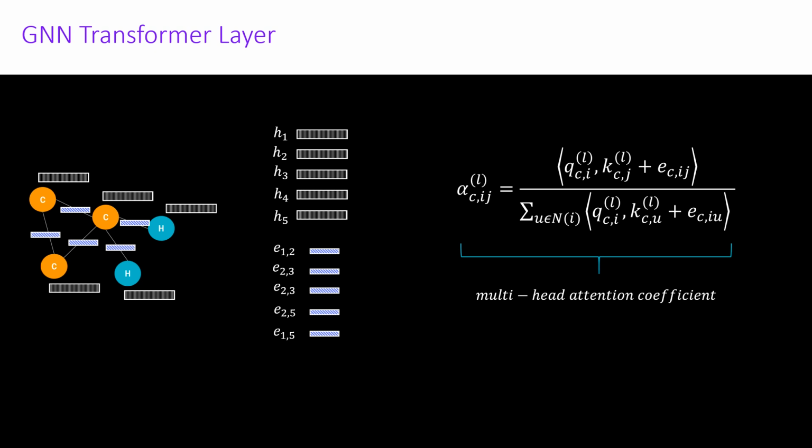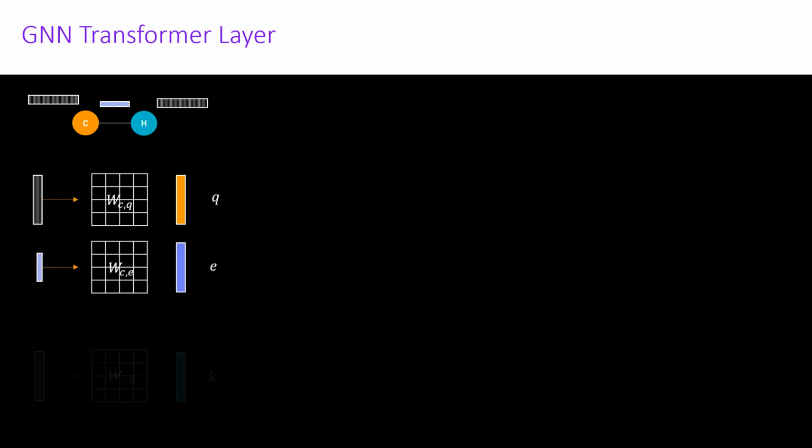So let's have a closer look at how these values are calculated. If we pick out one connection from the graph, we can easily see where Q, K, and E come from. The source node features, the edge features, and the target node features are all multiplied with a separate learnable weight matrix. That's essentially where the learning takes place. The output of this are Q, E, and K.